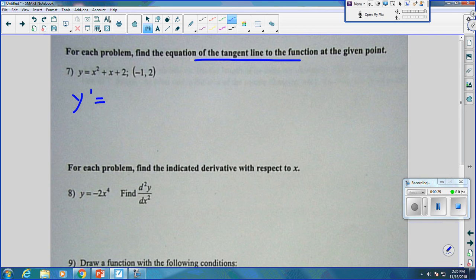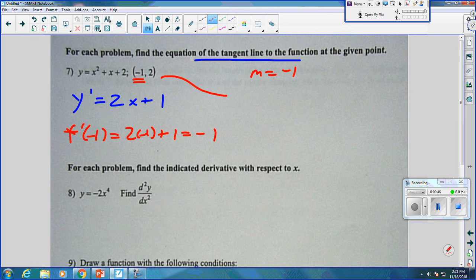And with our new rules, this is a gimme. There's the derivative of y. We evaluate at the x value. So I would write f prime of -1 is 2 times -1 plus 1. How about -1? You guys all agree? Guys, we have a slope. It's -1. We have a point. I will use point slope form. So y minus 2 equals -1 times x plus 1. Done.